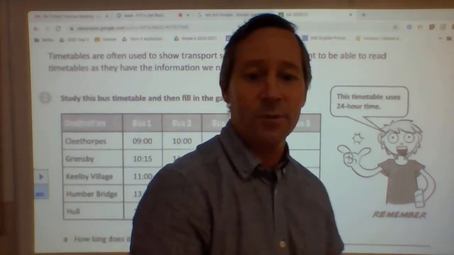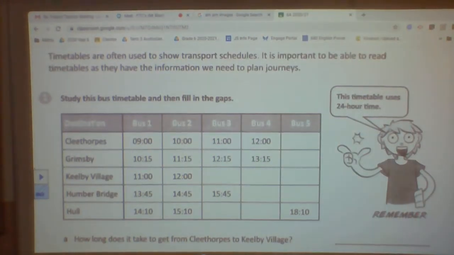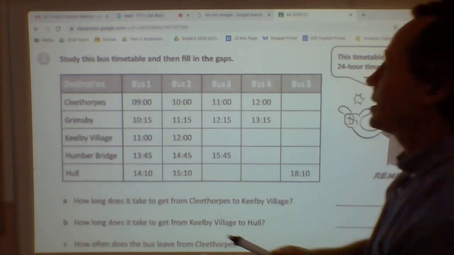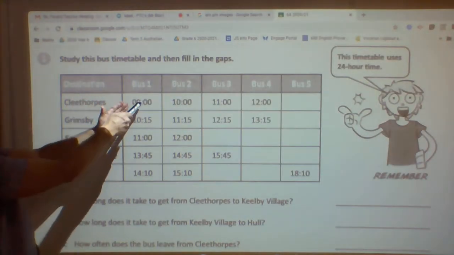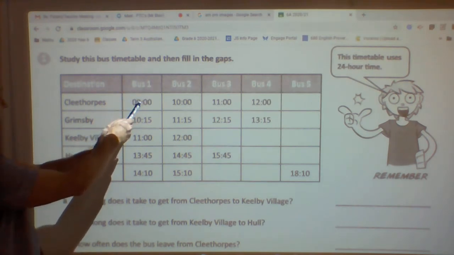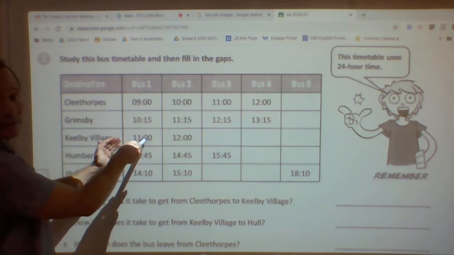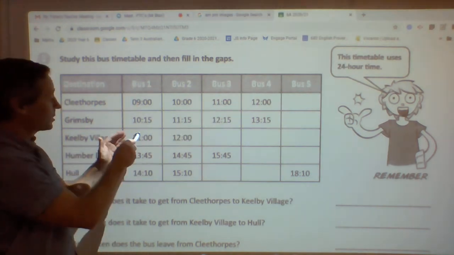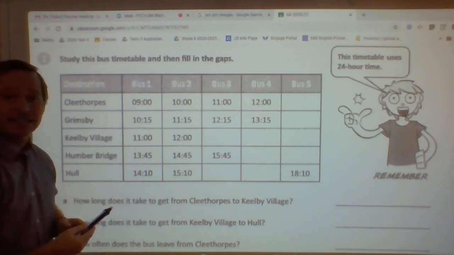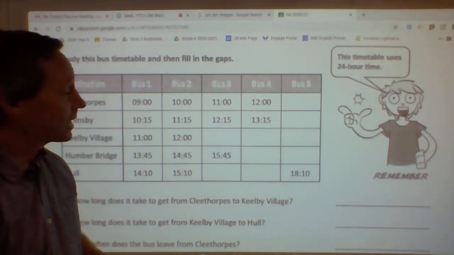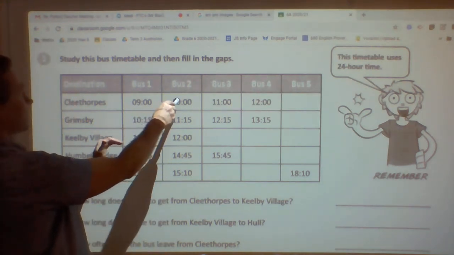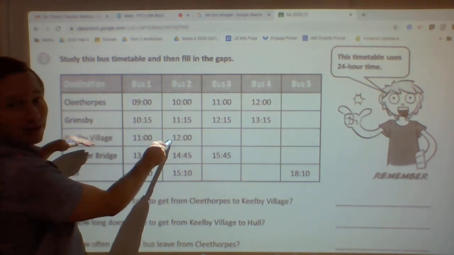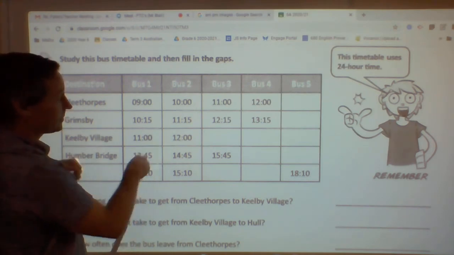Let's look at two questions. How long does it take to get from Cleethorpes to Kilby Village? Cleethorpes, I'll look at bus 1 for example, 9 o'clock. Kilby Village, it says 11. And so I could do a number line, or you might do 11 take away 9. You get the same result. 2 hours. It'll take 2 hours. Just double check. Let's try bus 2. 10 o'clock, 12 o'clock. Yep, that's 2 hours difference, so it does take 2 hours.